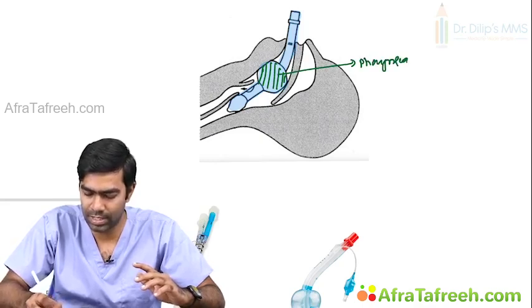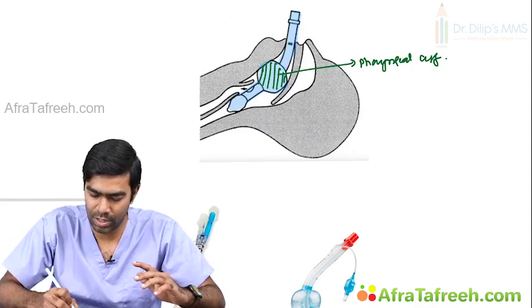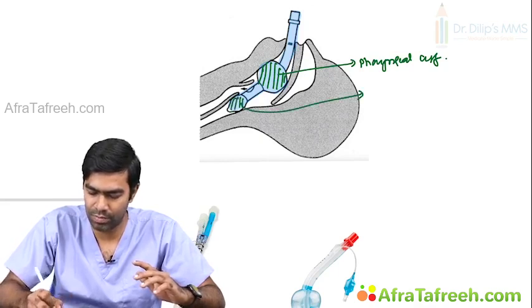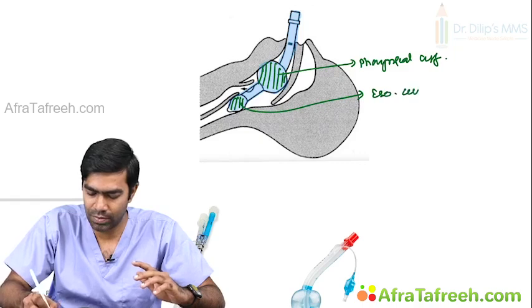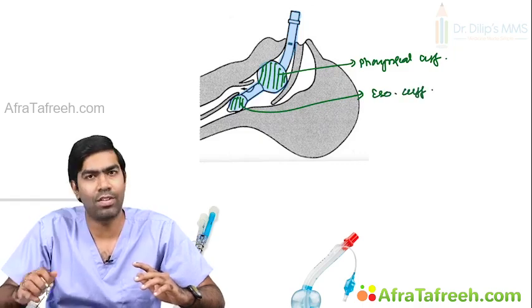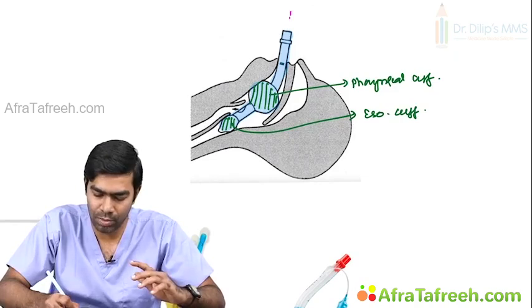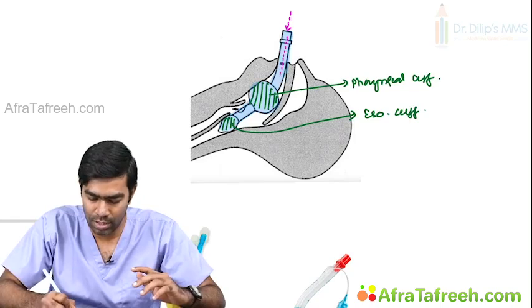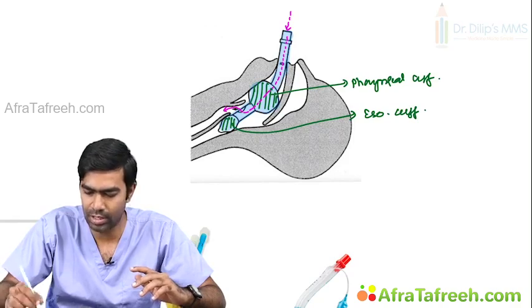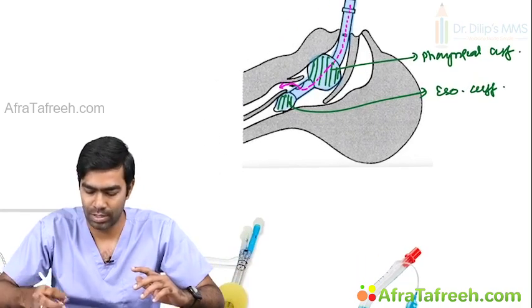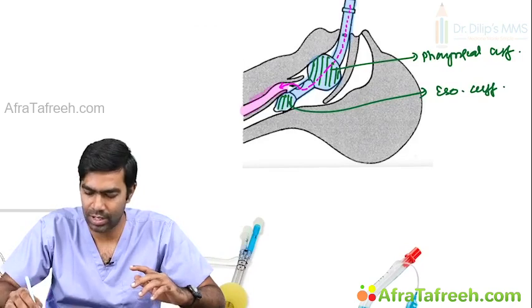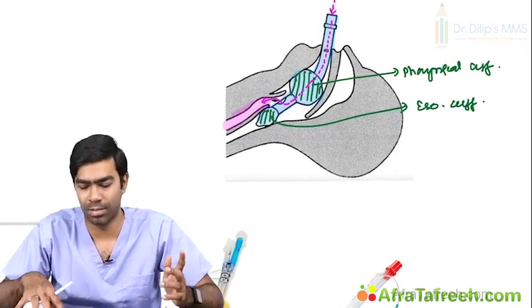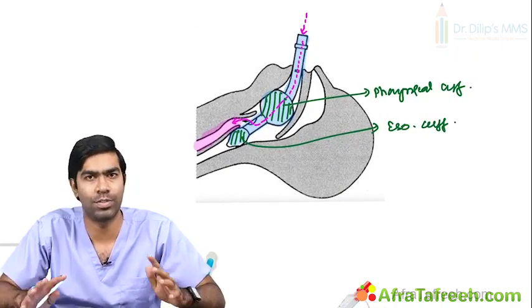This gives the pharyngeal seal. And the second one is the esophageal cuff. That gives the esophageal seal as well. So whenever you ventilate the patient, for example, you push air through this tube, the air enters into the tube and there will be an opening that is going to enter the glottis. So which means the trachea is ventilated now. So this is the mechanism of how all these tubes generally work.